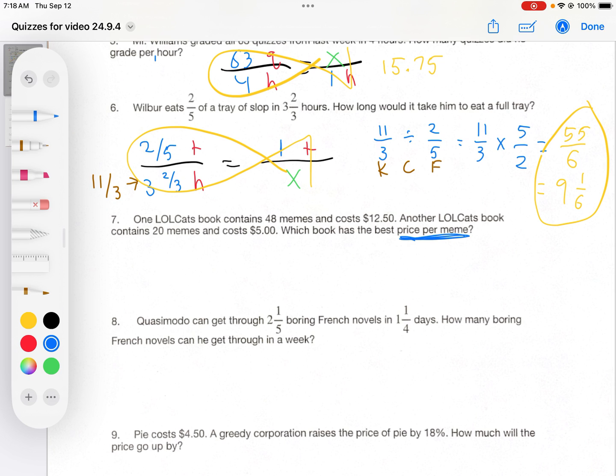So the first book, the price is $12.50, and we're dividing it by the number of memes, which is 48. The second book is $5, and we're dividing it by the number of memes, which is 20. And I will need to grab my calculator for this.